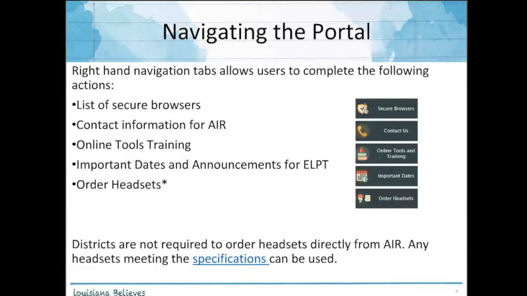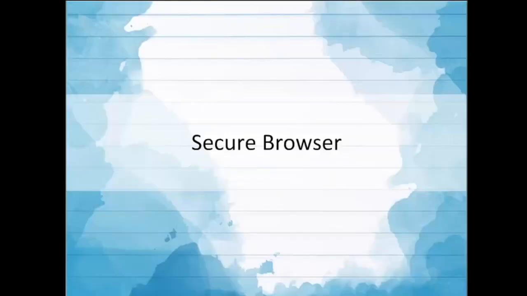There is an order headset button. You do not have to order headsets directly from AIR. You can use the headset you already have as long as it has a microphone. And we also have some discounted pricing that you can use. If you click that link at the bottom, it'll bring you to our state negotiated discounted pricing.